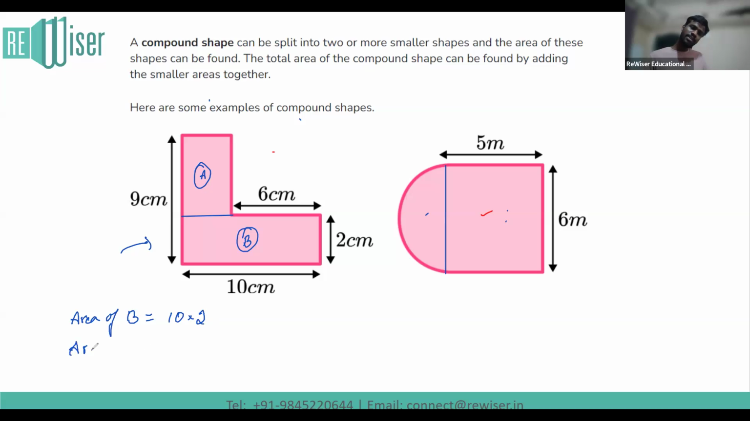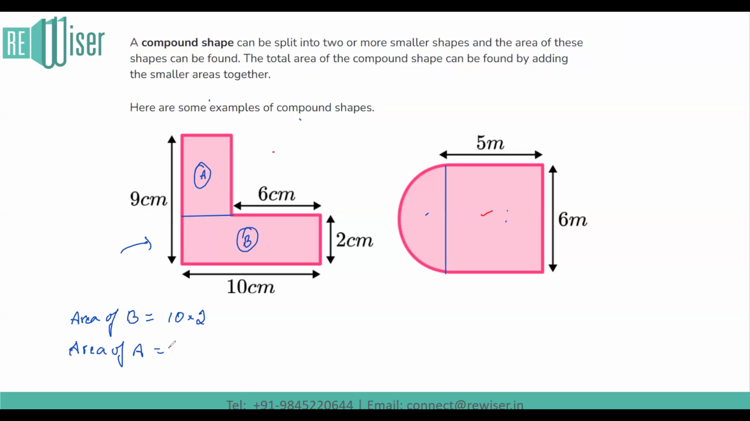And what will be the area of A? Because the area of a rectangle is going to be just base into height, or you can take it as length into breadth. What will be the area of shape A, Ruchika? Side into side. Which is? 9. No, it is not going to be 9. 9 is the overall height. Half of 9, 4.5.